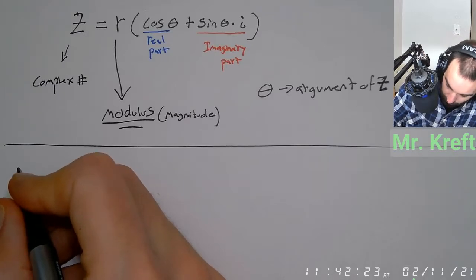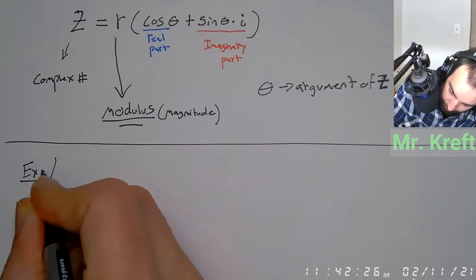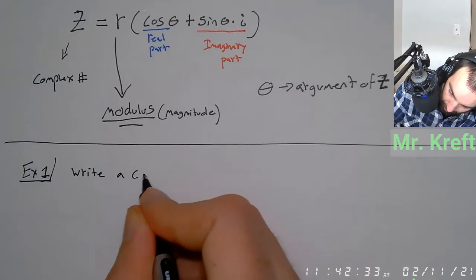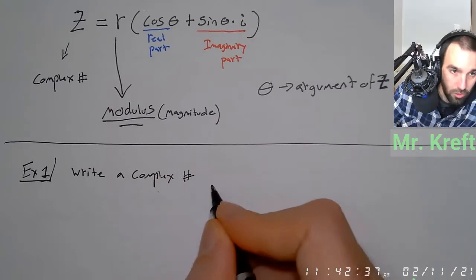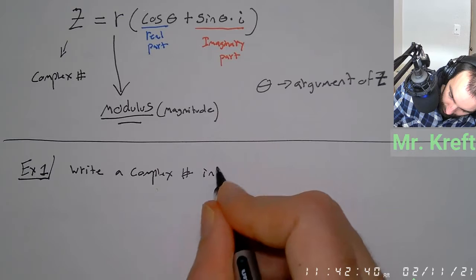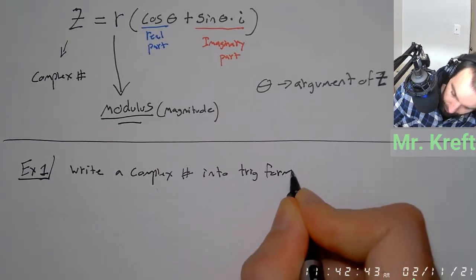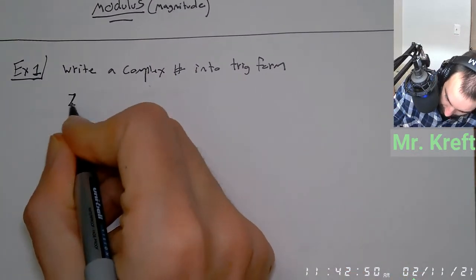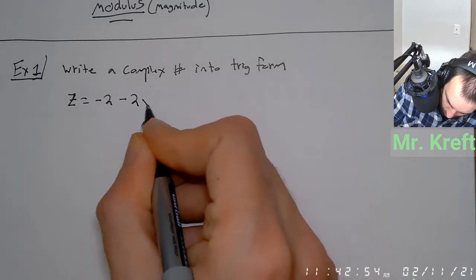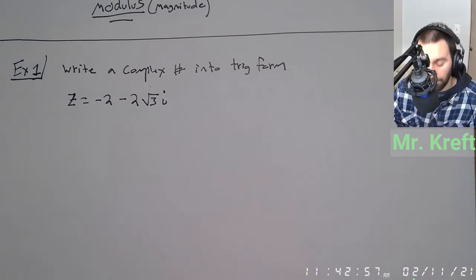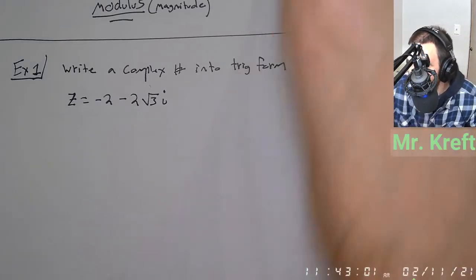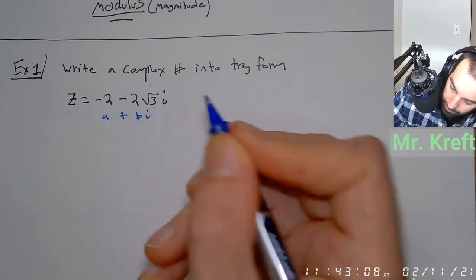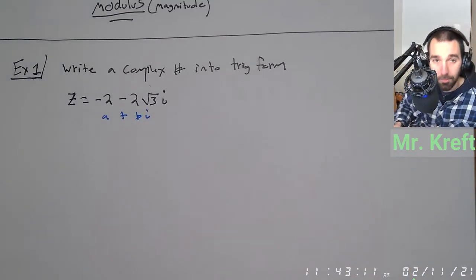So, let's try this. So here's example numeral uno. We're going to write a complex number into trig form. Okay, let's just start basic. So my complex number is z equals -2 minus 2 root 3 i. Okay, so this is a complex number, right? You can see this as a plus bi. And we're going to write this in trig form.